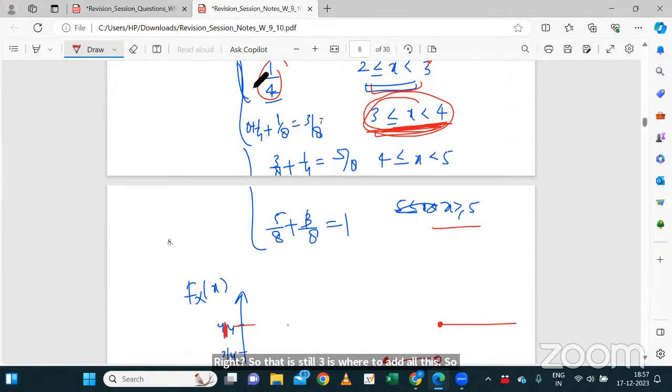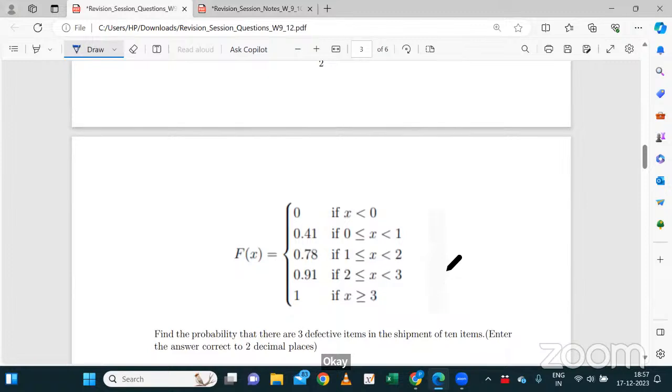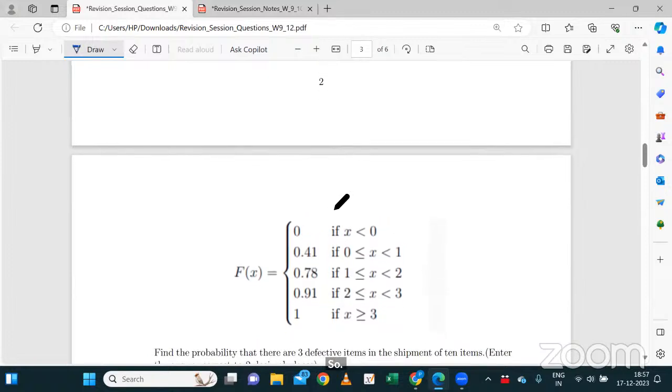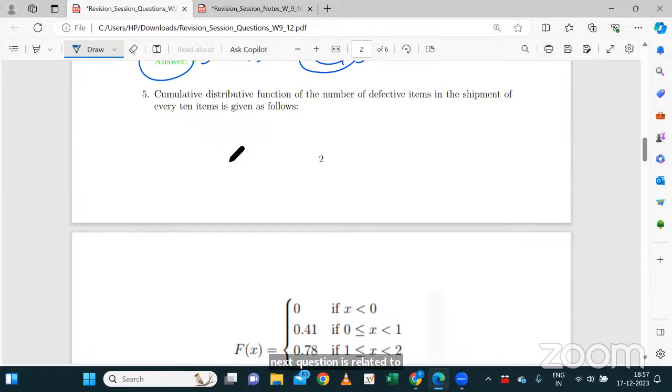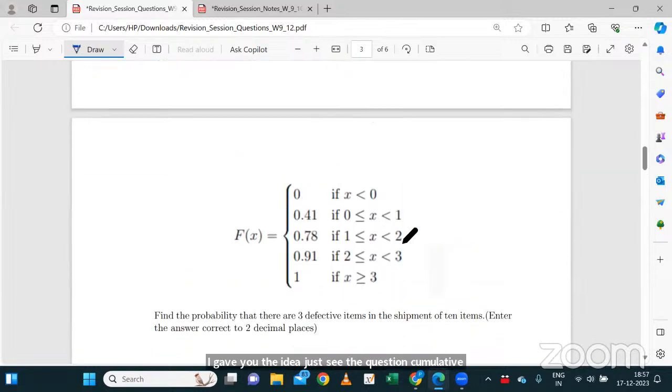The next question is related to the CDF itself. I gave you the idea, now just see the question. The cumulative distribution function of the number of defective items in a shipment of every 10 items is given like this. You have to find the probability that there are 3 defective items in the shipment of 10 items. This kind of question you can expect during the examination.